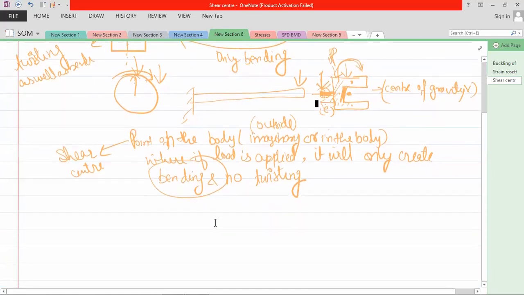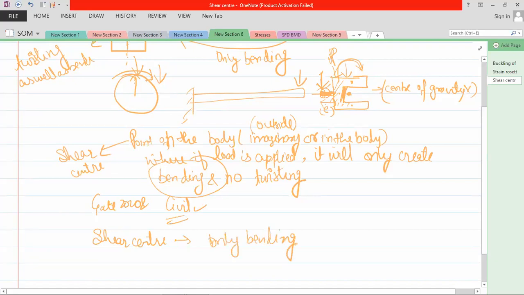I just saw that in mechanical it was only introduced in 2020, and in civil it was introduced earlier, but only the theoretical concept is asked. They ask what is shear center. Shear center is a point where only bending is possible, only bending is there. In the theory portion, it is asked: only bending, no twisting.